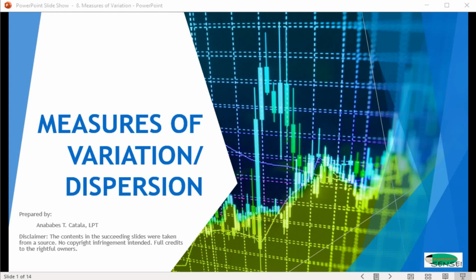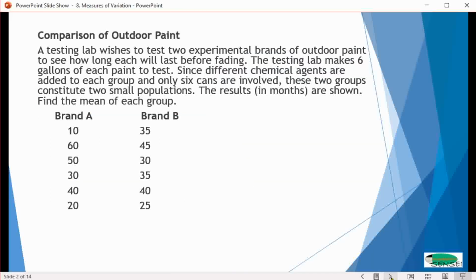of dispersion or variation. The objective of the video is to introduce to you the different measures of variation or dispersion, how these measurements are defined, and in what ways we compute these measurements. So let's start with the first, with this scenario right here.